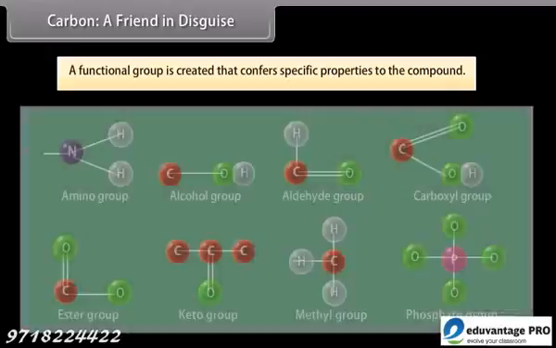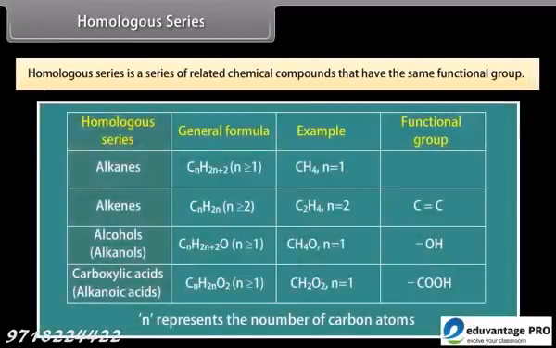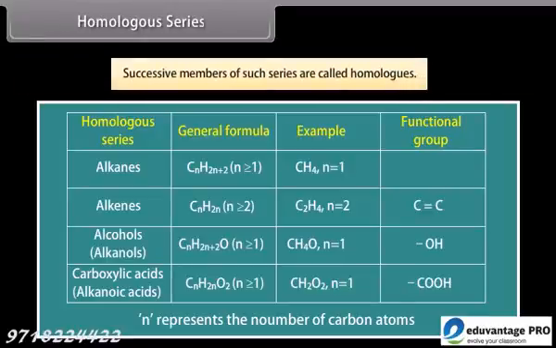A functional group is created that confers specific properties to the compound without considering the length and nature of the carbon chain. Homologous series. Homologous series is a series of related chemical compounds that have the same functional group. These differ in formula by a fixed group of atoms. The successive members of such series are called homologous.